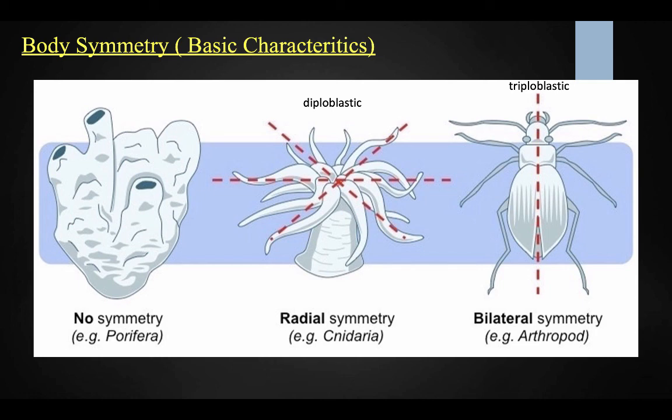Now, this is another basic characteristic: body symmetry. And you can see in the Porifera, the sponge, there's no symmetry at all. Whereas in the Cnidaria and the arthropod, you can see symmetry. With the Cnidaria, you can see the radial because it has a center point and you can cut it into equal parts. Whereas the bilateral symmetry with the arthropod is the mirror image, which is what we have.